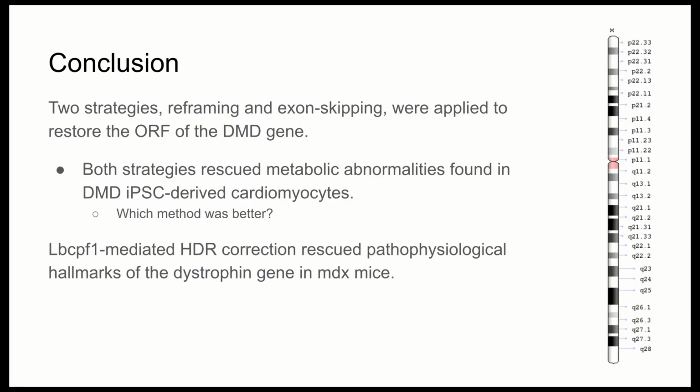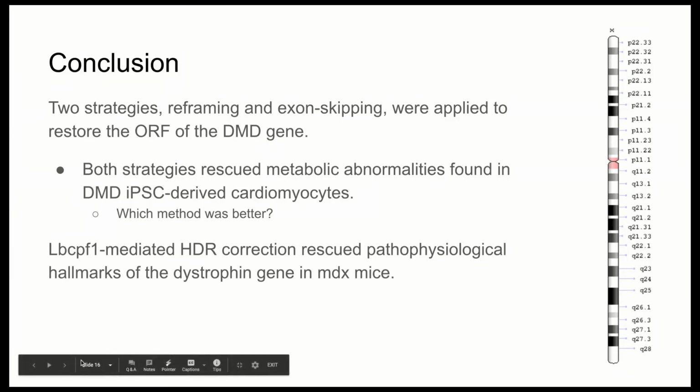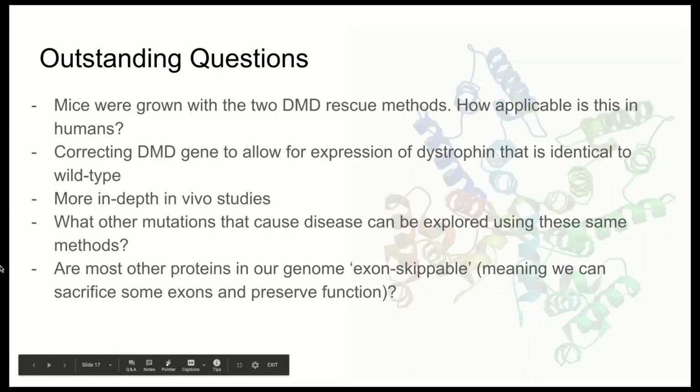So in conclusion, for the entire experiment, there were 2 strategies used, reframing and exon skipping. They were applied to restore the open reading frame of the DMD gene. Both strategies rescued metabolic abnormalities found in DMD stem cell-derived cardiomyocytes. LB-CPF1 mediated HDR correction rescued pathophysiological hallmarks of the dystrophin gene in mice. And then these are some outstanding questions.